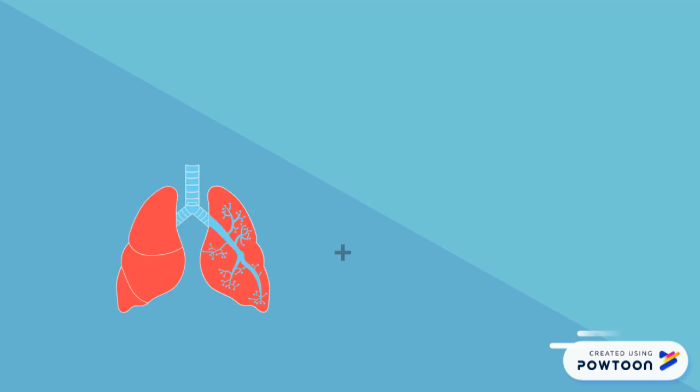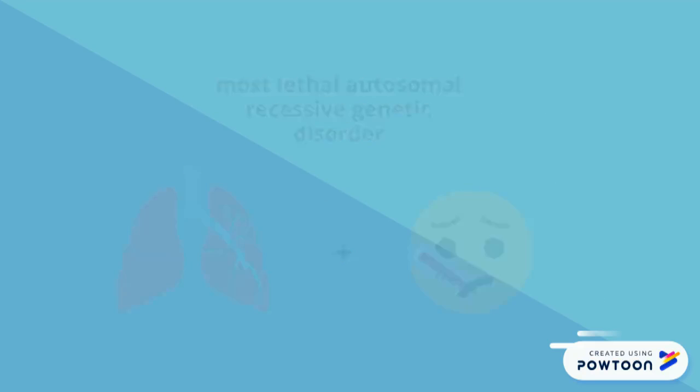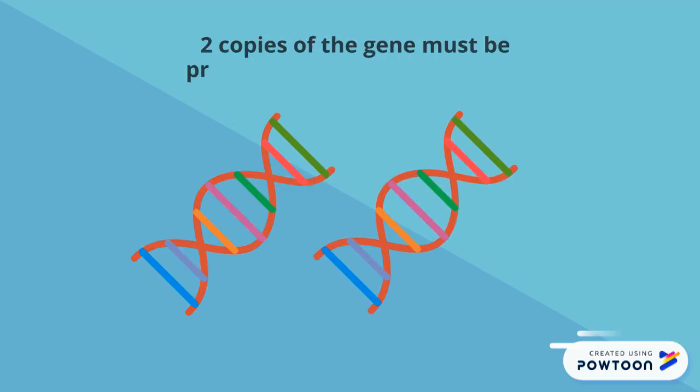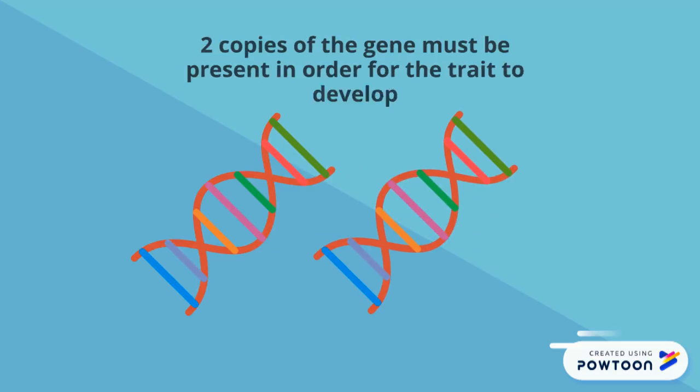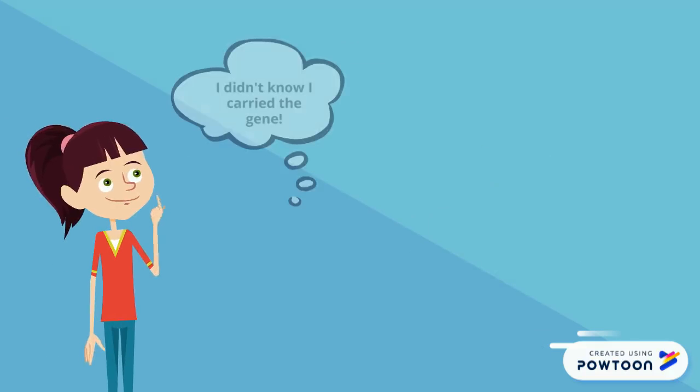Cystic fibrosis is known as the most common lethal autosomal recessive genetic disorder. Autosomal recessive meaning that two copies of the abnormal gene must be present in order for the disease or trait to develop. 1 in 25 of us actually carry the faulty gene for cystic fibrosis, but sadly we never know of it.